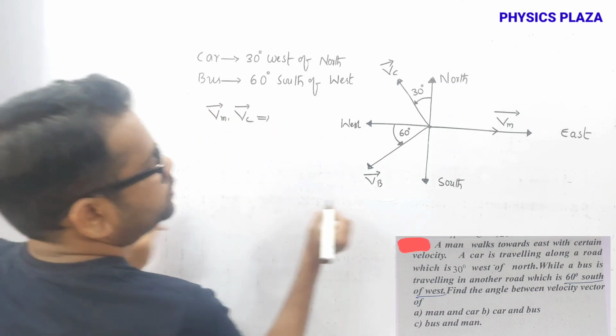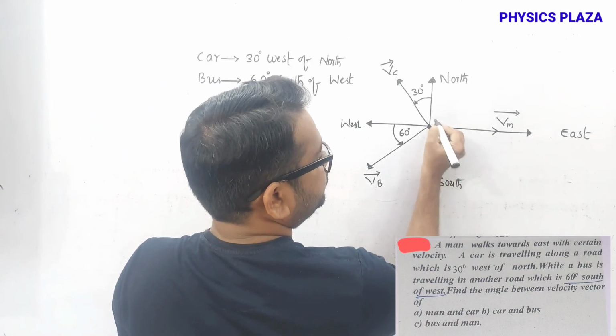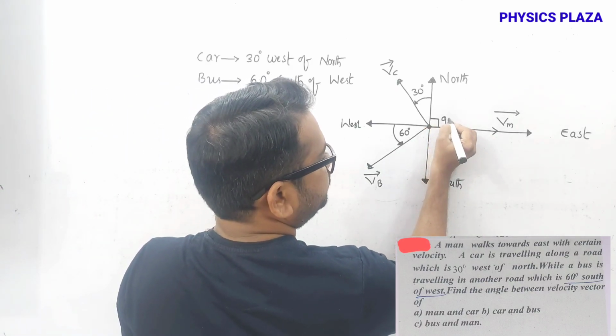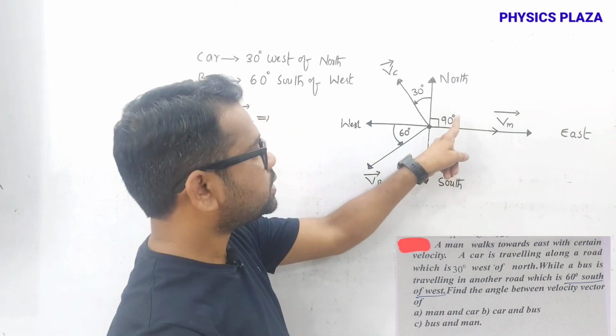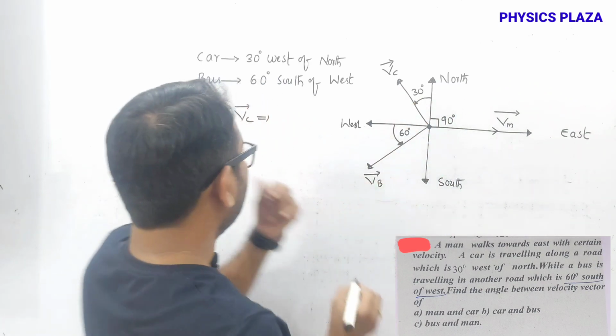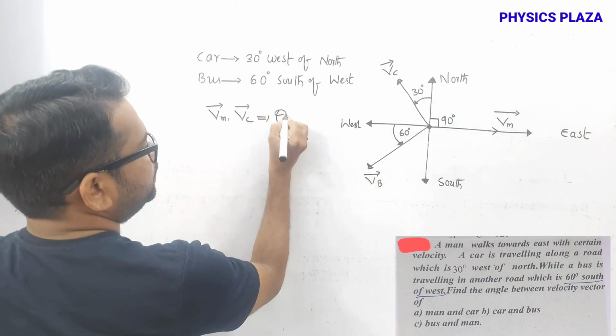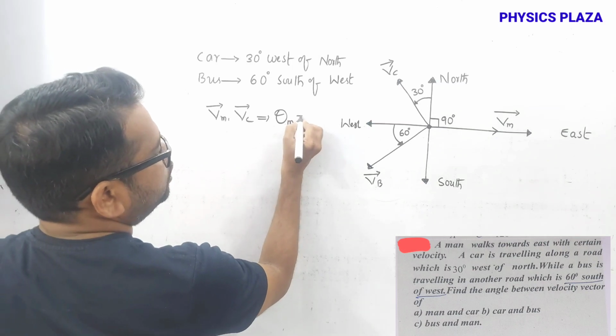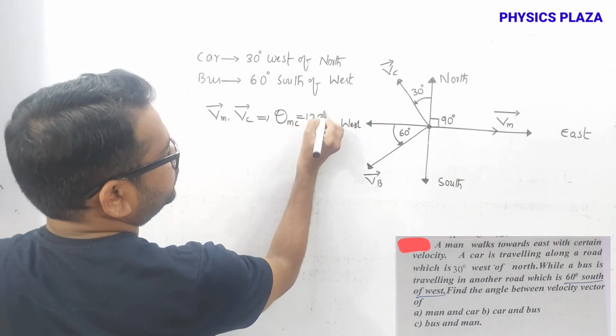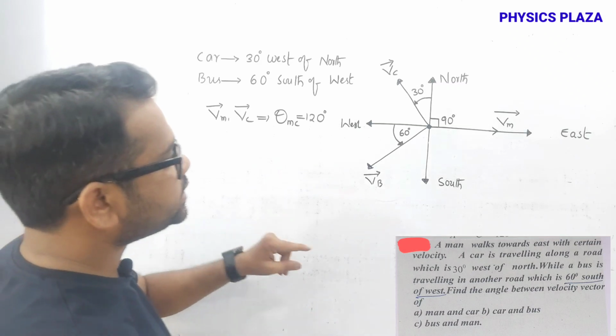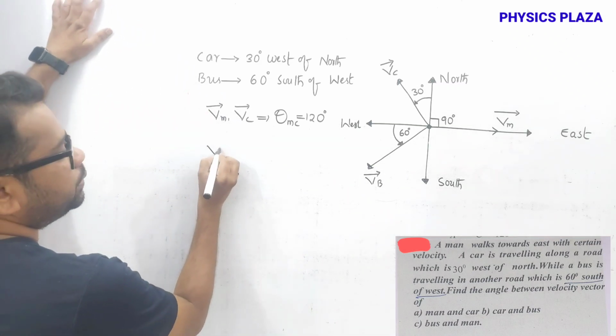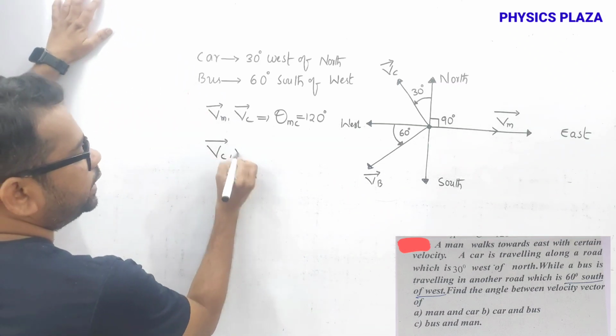Okay. Now first let us see the angle between velocity of man and velocity of car. Look at here, children. So here these two tails are meeting. This is how much? It is 90. So this total angle is how much? 90 plus 30 is how much? It is 120. So the angle between man and car is 120 degrees. Is it clear? Fine.